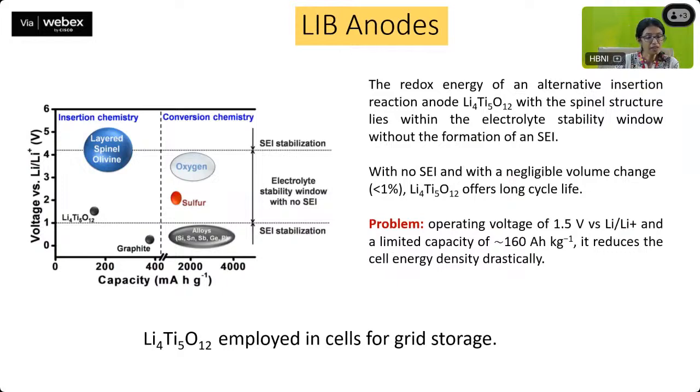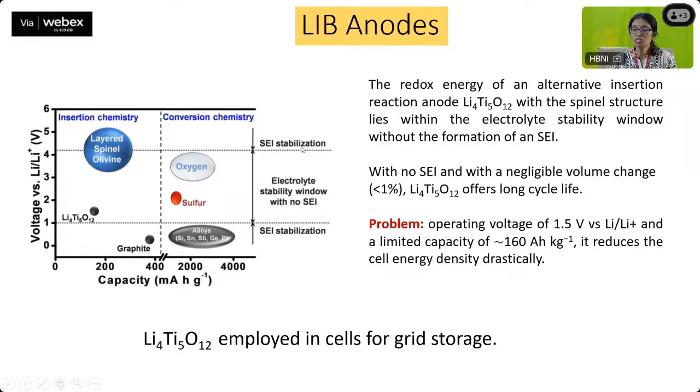Now, there are some other anode materials. If you look into the insertion chemistry, what you have is graphite, where the voltage is as close to lithium as possible. That's close to 0 volt, almost 0.1 volt. Whereas you have some other kinds of anode materials which also work on this insertion chemistry. You have layered lithium titanate structures where basically intercalation is possible.